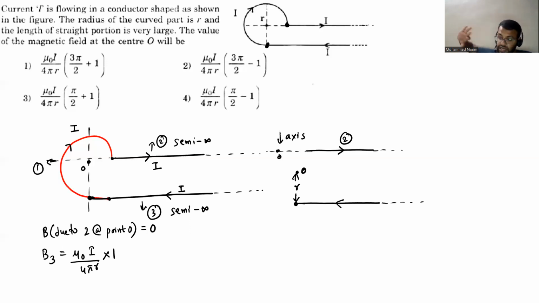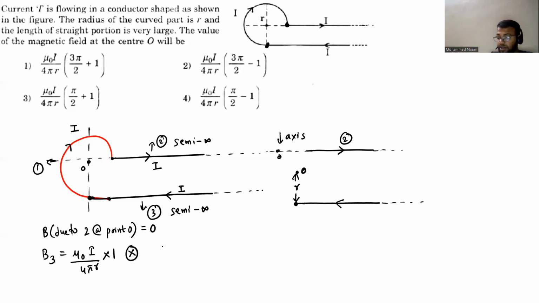Direction: as you can see, in the complete section, the current is in which direction? The current is in anti-clockwise direction. From the bottom, if you just start, it is in anti-clockwise direction. So the magnetic field is going to be in which direction? The magnetic field is going to be in the inward direction. So B3 is also inward.